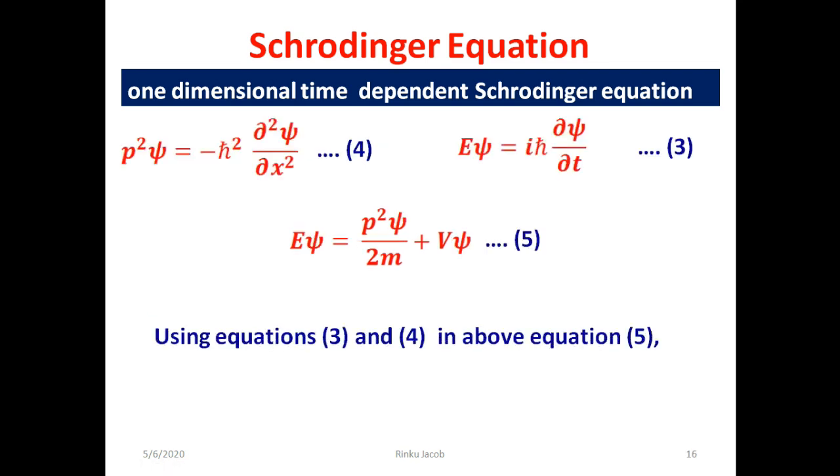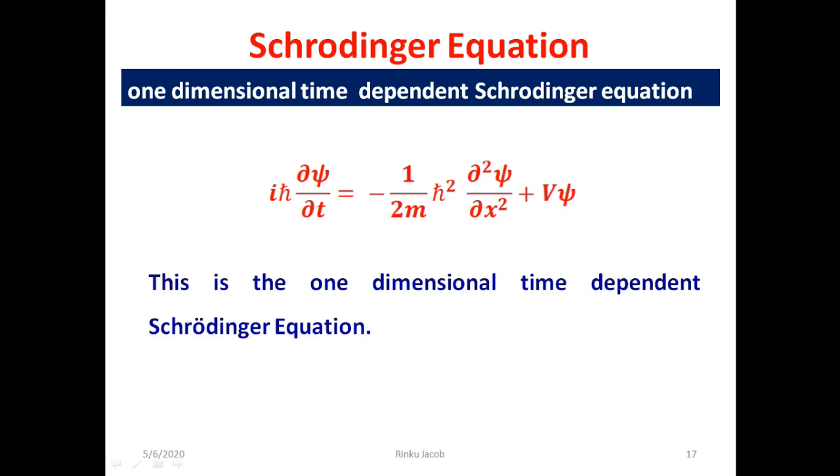Using equation 3 and 4 in the energy equation, we get iħ ∂ψ/∂t equal to minus ħ²/2m into ∂²ψ/∂x² plus Vψ. This is the one-dimensional time-dependent Schrodinger equation.